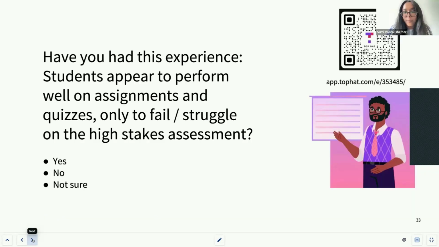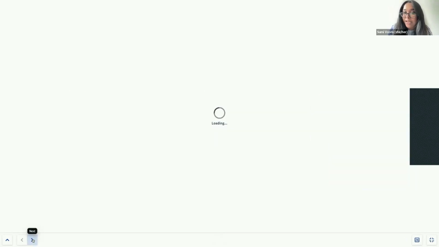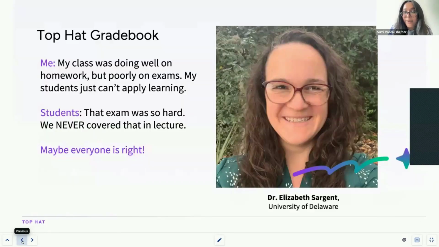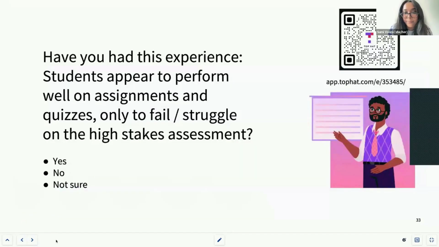Before we look at our next example, I want to ask a question. Have you had the experience where students appear to perform well on the first major assessment or quiz, even exam, and then only fail or struggle on the higher stakes assessment? As Kim saw, a lot of students were not doing so well with that first midterm, and it was an indicator for success or failure later in the course. So I want to ask you, is this experience familiar, where students seem to be grasping concepts in class, but aren't doing so well on that final exam?